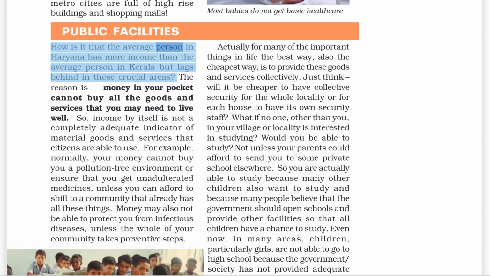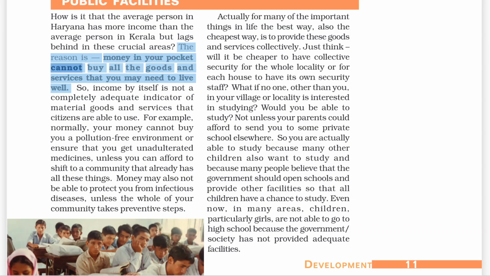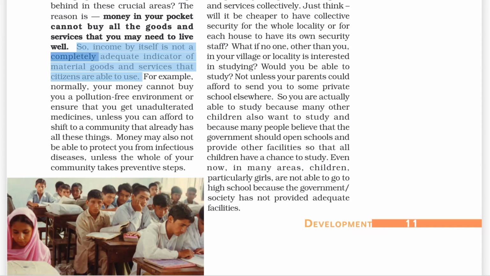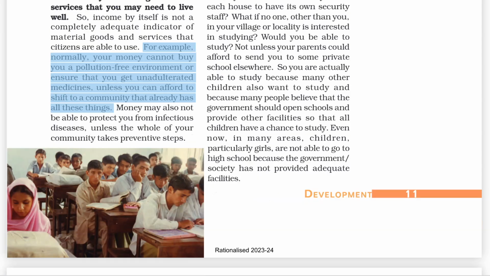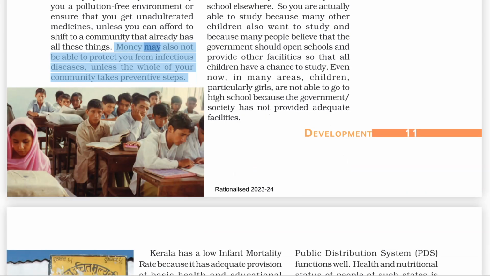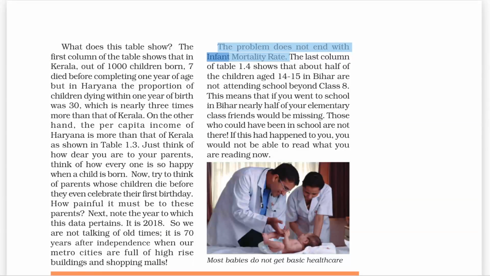How is it that the average person in Haryana has more income than the average person in Kerala but lags behind in these crucial areas? The reason is money in your pocket cannot buy all the goods and services that you may need to live well. So, income by itself is not a completely adequate indicator of material goods and services that citizens are able to use. For example, normally your money cannot buy you a pollution-free environment or ensure that you get unadulterated medicines unless you can afford to shift to a community that already has all these things. Money may also not be able to protect you from infectious diseases unless the whole of your community takes preventive steps. The problem does not end with infant mortality rate.